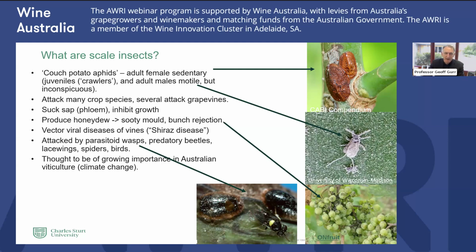Like many sucking insects, the scale insects will vector viral diseases, and the main one of concern, particularly in Australia, is called Charles disease. Now, scale insects are attacked by a suite of parasitoid wasps, and I'll introduce those a little later, but also some more generalist predators, including beetles, lacewings, spiders, and birds. And finally, for this very general introduction slide, scale insects are generally thought to be of growing importance in Australia, possibly due to climate change.